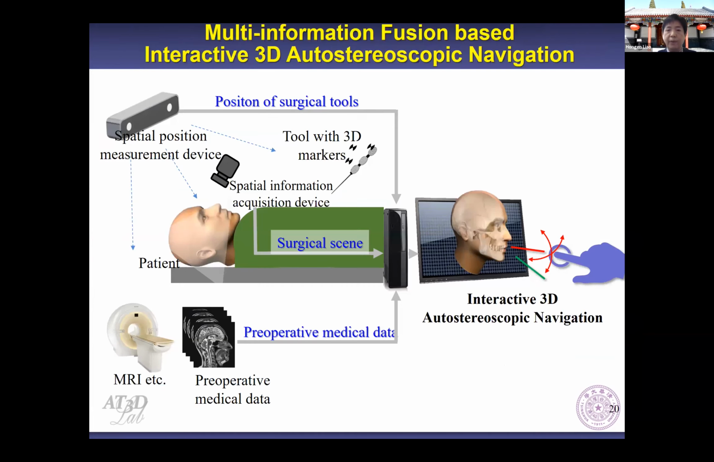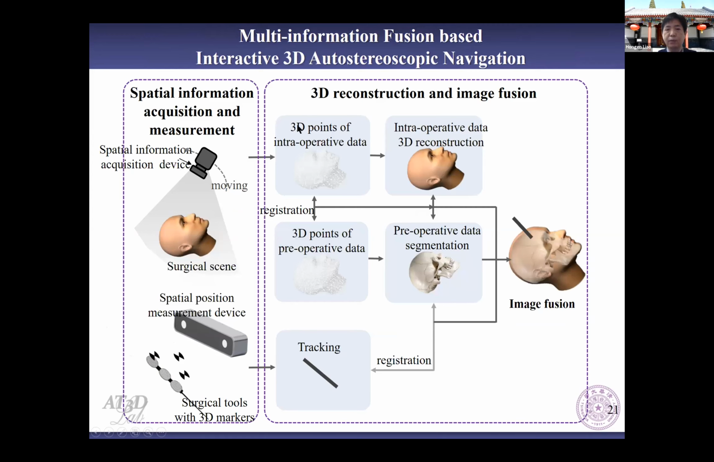For the application, we can also combine the pre-operative information with the intraoperative information for interactive 3D medical autostereoscopy navigation like this one. You can see here the structure of how to combine the 3D point or intraoperative data with the pre-operative 3D high quality data.